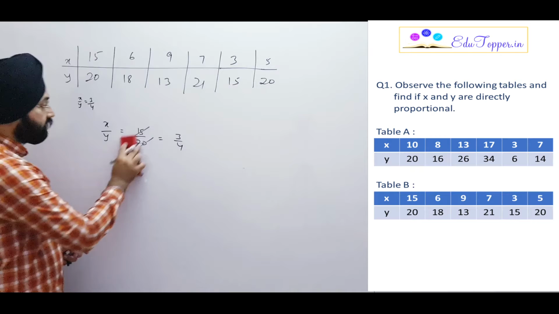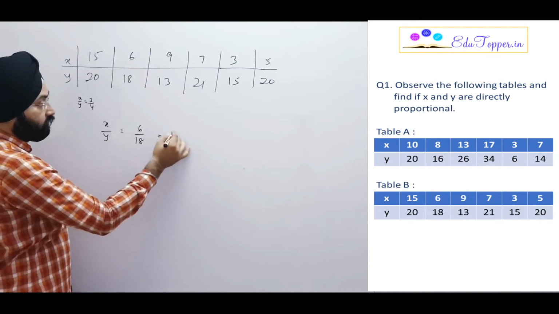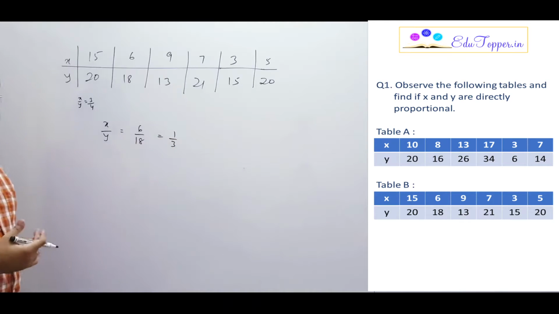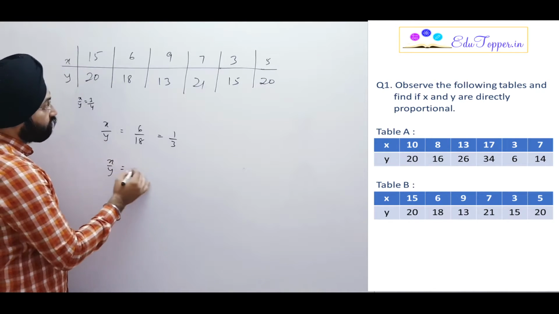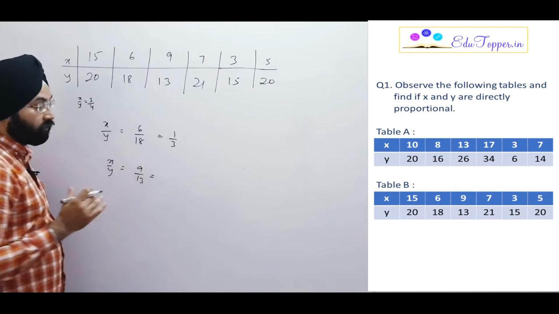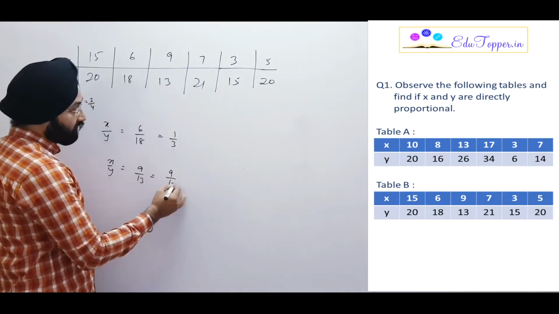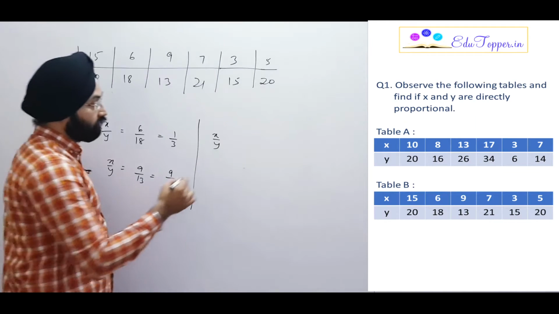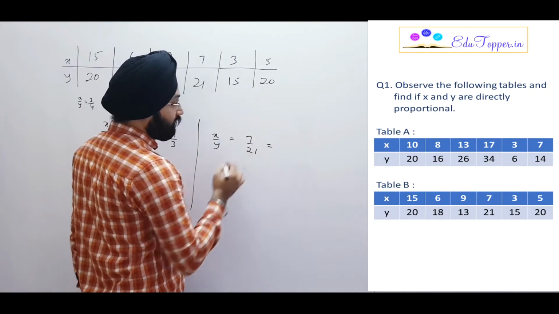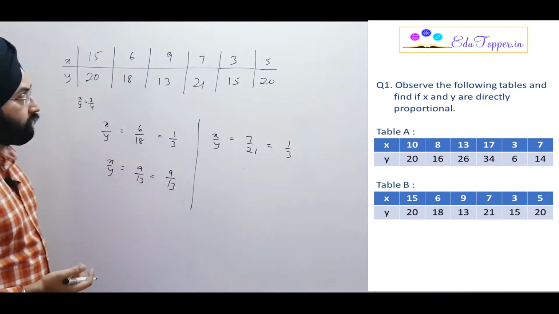In the second case, x by y is 6 by 18. That is 1 by 3. 6 ones are 6 and 6 threes are 18. In the third case, x by y is 9 by 13. 9 by 13 cannot be simplified further, so it remains 9 by 13. In the fourth case, x by y is 7 by 21. 7 by 21 can be simplified as 1 by 3. 7 ones are 7, 7 threes are 21.